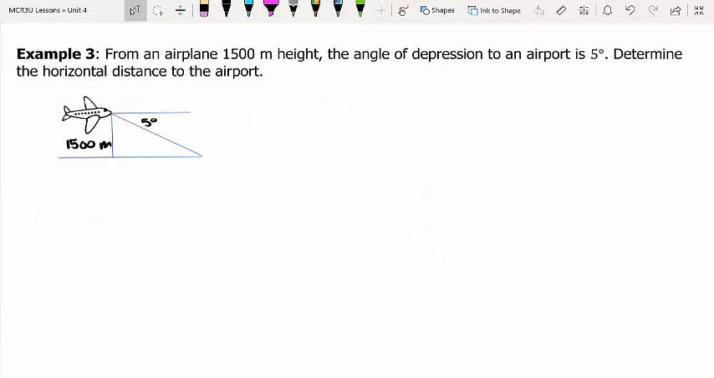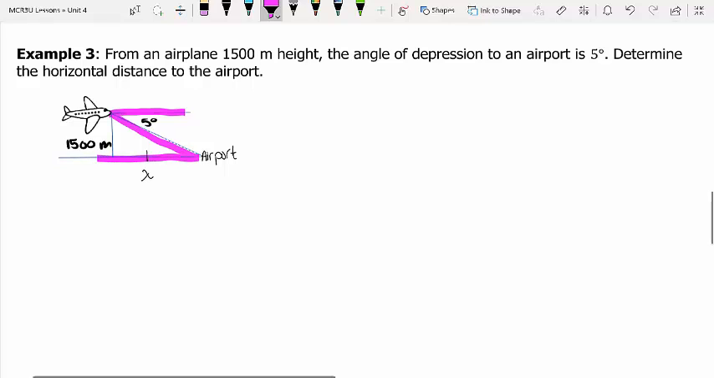Example 3. From an airplane, which is 1,500 meters above ground, the angle of depression to an airport is 5 degrees. Determine the horizontal distance to the airport. So that means this must be the airport, and we need to find the horizontal distance between the plane and the airport. That's this value here. Let's go ahead and solve for some of the values that we know in the diagram right away. For example, we know that using our Z pattern, this angle in here is also 5 degrees.